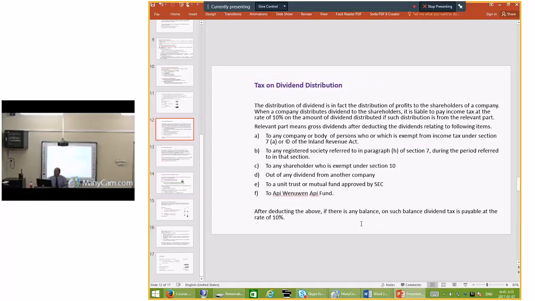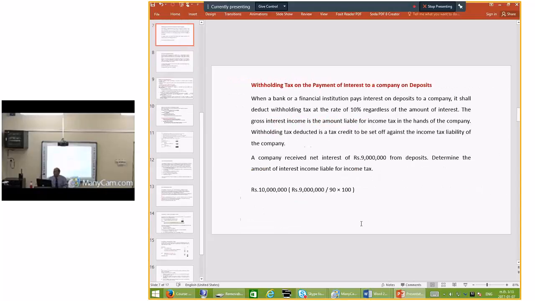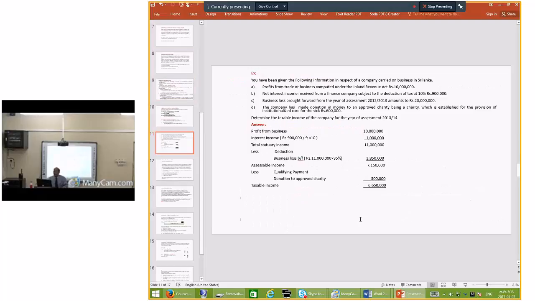Now we have learned how to compute the dividend tax for the distributable profit of the previous year.